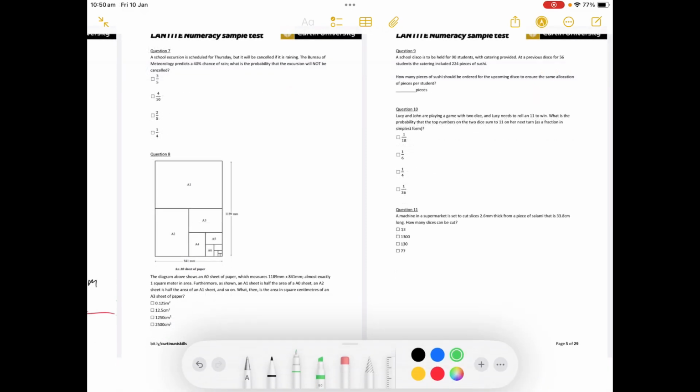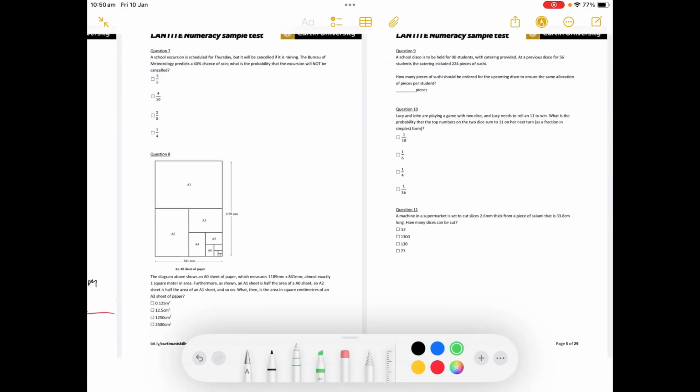Alright, continuing on with question 7 in the calculator section of the Curtin University paper. Alright, so question 7. A school excursion is scheduled for Thursday, but will be cancelled if it is raining. The Bureau of Meteorology predicts a 40% chance of rain. What is the probability that the excursion will not be cancelled? Okay, so in this question, if it rains, it's cancelled, okay? And you have 40% chance of rain. What's the probability that it will not be cancelled?